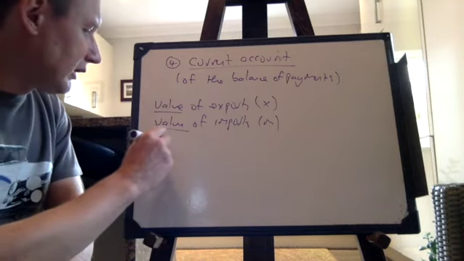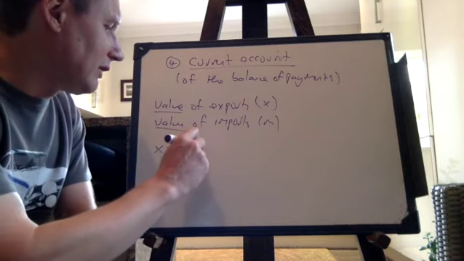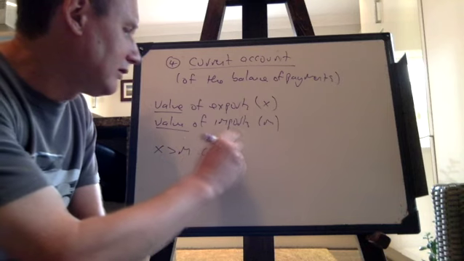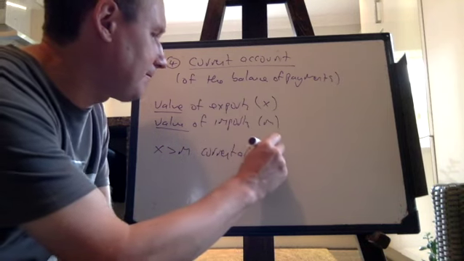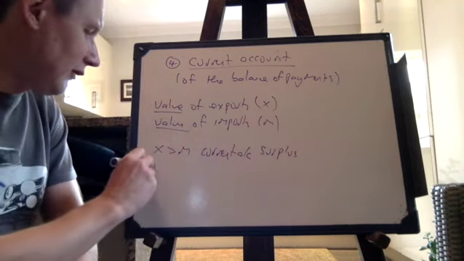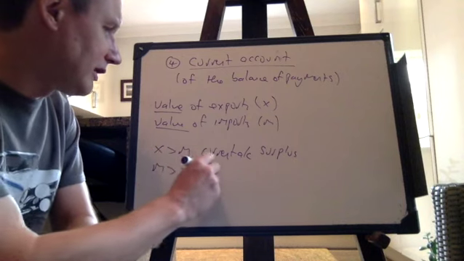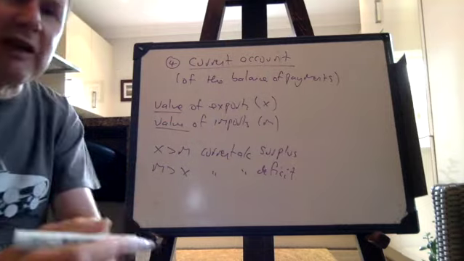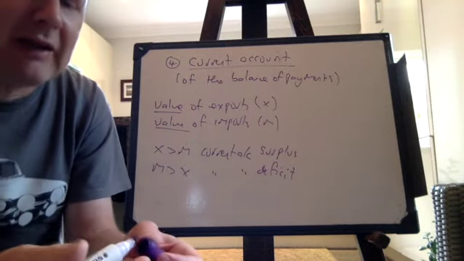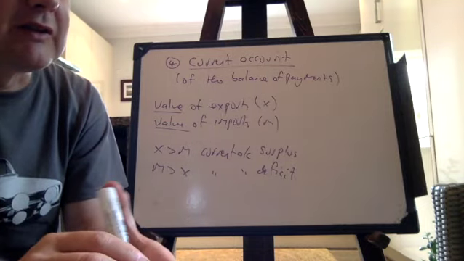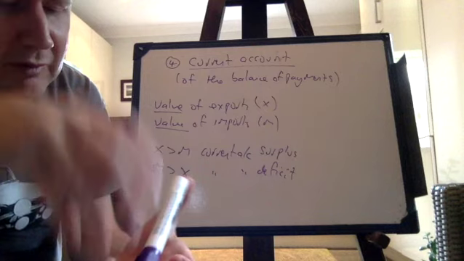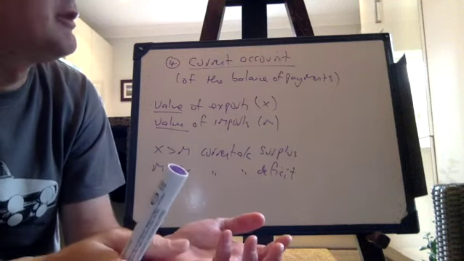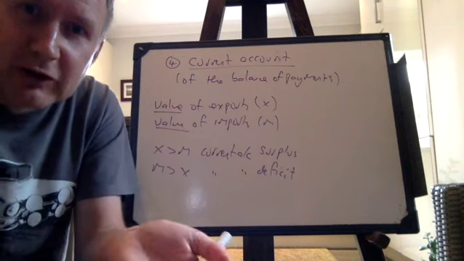If exports are greater than imports, then we say that we have a current account surplus. If, on the other hand, imports are greater than exports, then we have a current account deficit. And if they're the same, we have current account balance. So this is a complex area, but it's really quite simple, though everybody gets confused by it. I mean, it's nothing to do with the government.